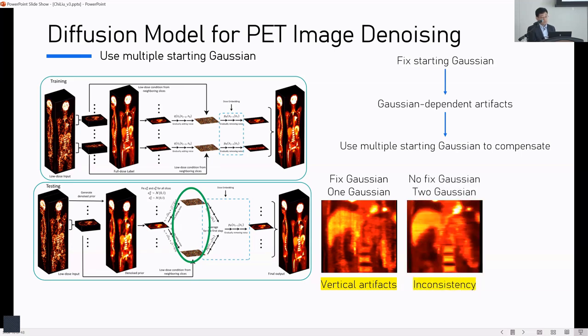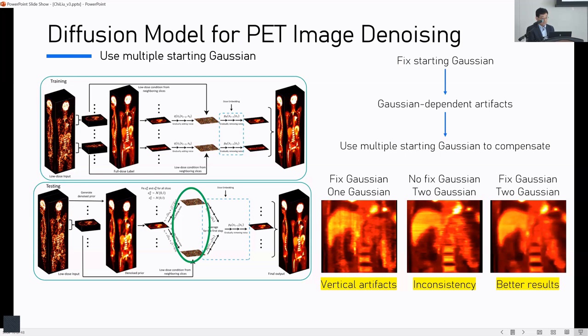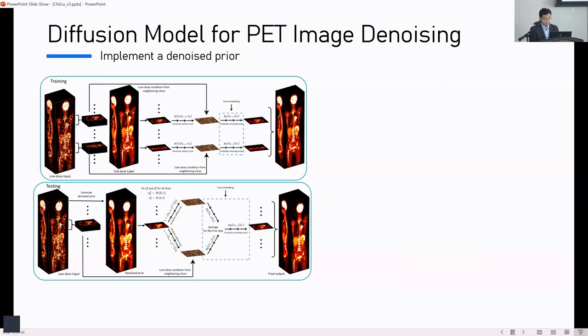Now we can see if we don't fix that, with 2 Gaussians, then we have a horizontal artifact. So we're trying to see if we can use 2 Gaussians. Of course, the more the better, but with a fixed Gaussian starting point, averaging them together gives better results. We're eliminating both the vertical and horizontal artifacts.